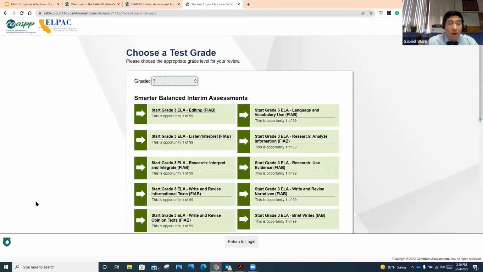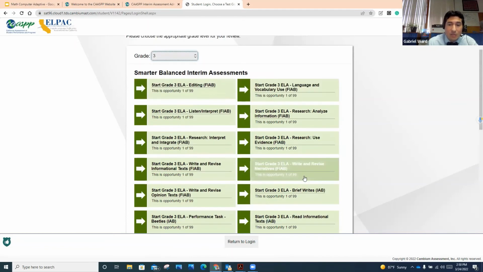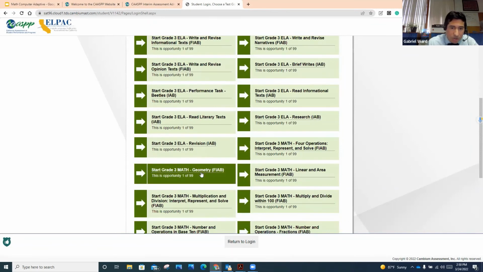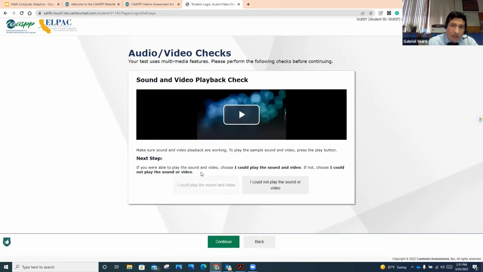And now these are all of the third grade IABs, FIABs, or ICAs. Again, focused interim assessment blocks or interim assessment blocks. And so you could find any of them. Let's just say, for example, let's find one here, geometry, this third grade one. I click on it. And this is just like what my students are going to see when they take the IABs or even the summative SBAC.